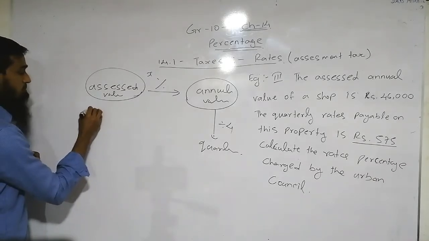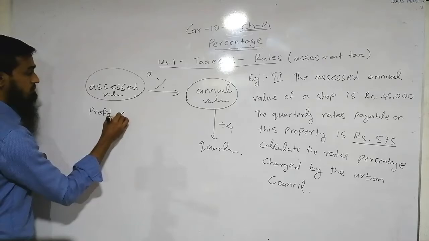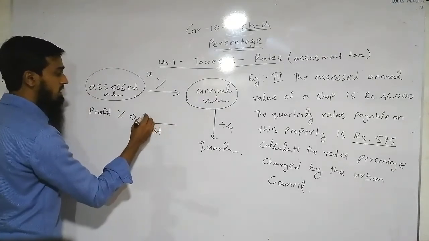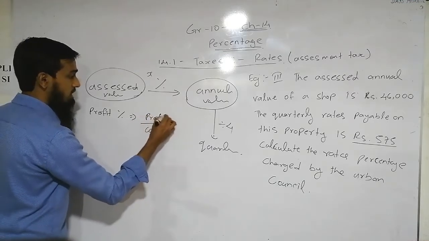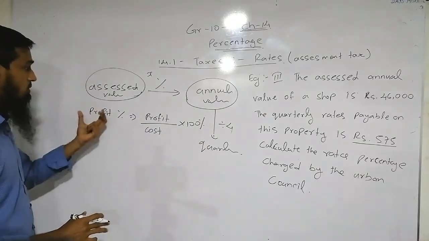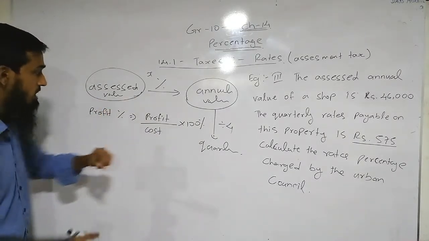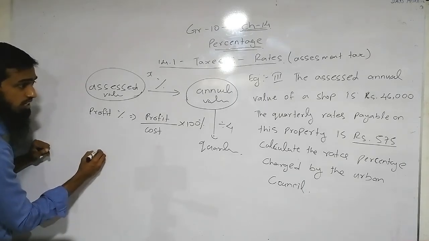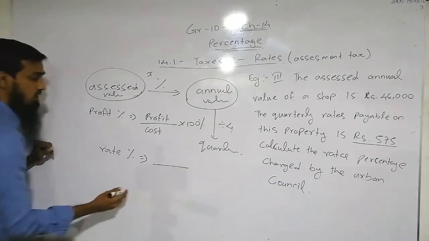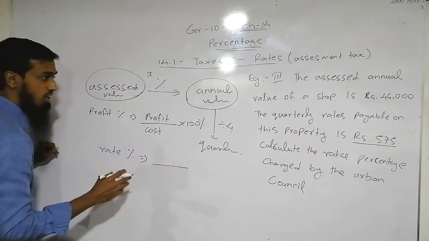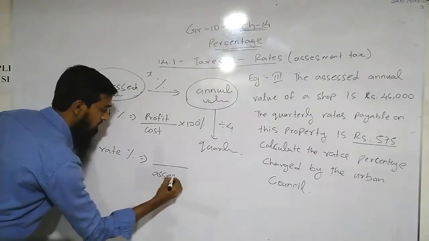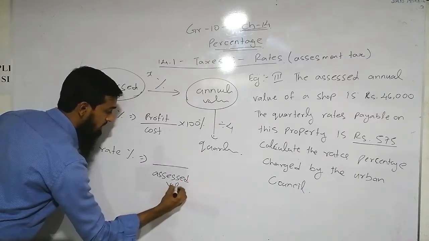Recall the profit percentage. What do you need for the profit percentage? In the denominator, you need the cost. In the numerator, you need the profit, and multiply by 100. So the same proportion we can use to find the percentage here. In here we need the rate percentage. So for that you have to find the assessed value. Assessed value is given. The assessed value is in the denominator.